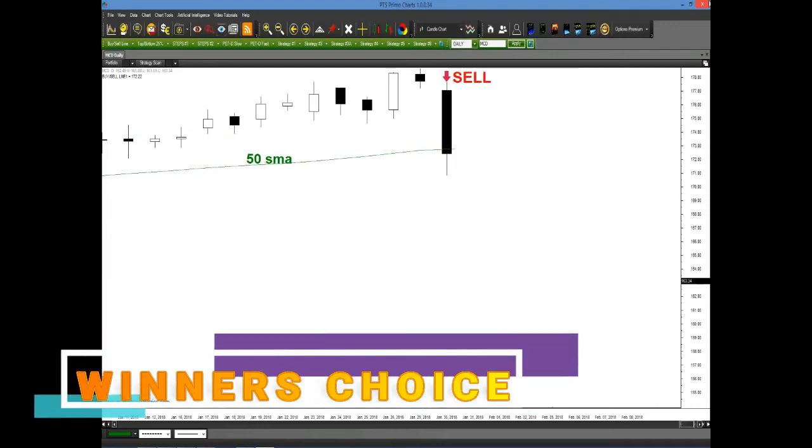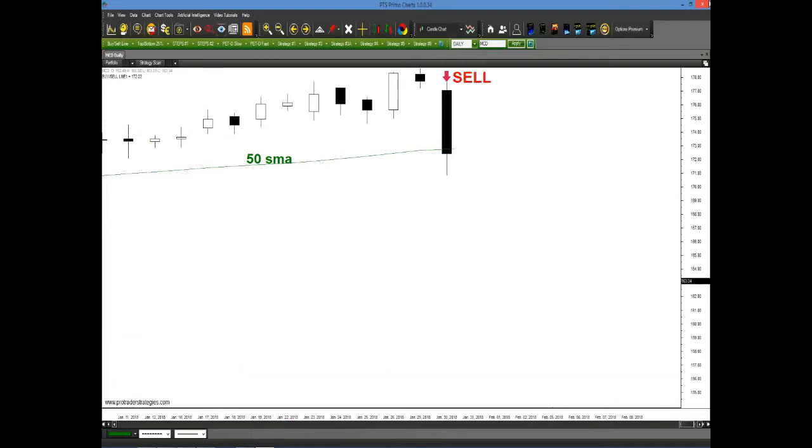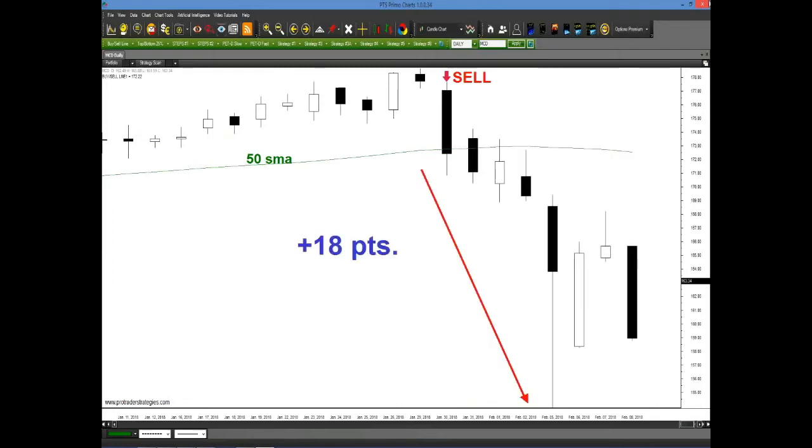So this bar closed below the 50 and it closed in the bottom 25%. So even though it's a little bit more aggressive, it is a valid sell signal. And if you had taken advantage of that, it would have been 18 points in your favor to the downside the first week of February.